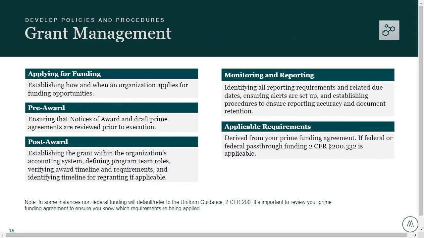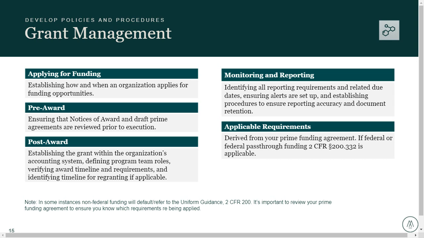The meat of why we're all here, right, grant compliance, is going to be grant management. So you need to have a well-documented policy and procedure in place that helps guide your organization all the way from applying for funds through reporting and closing out of funds, right? So making sure that you have a process in place to say, these are the types of funds our organization wants to go after and how we're going to do that, who's responsible for identifying opportunities, applying for them, reviewing those applications, and then accepting them. The pre-award phase, making sure that someone's reviewing that notice of award or prime agreement prior to entering it, and that that person reviewing has authority to sign into those contracts.